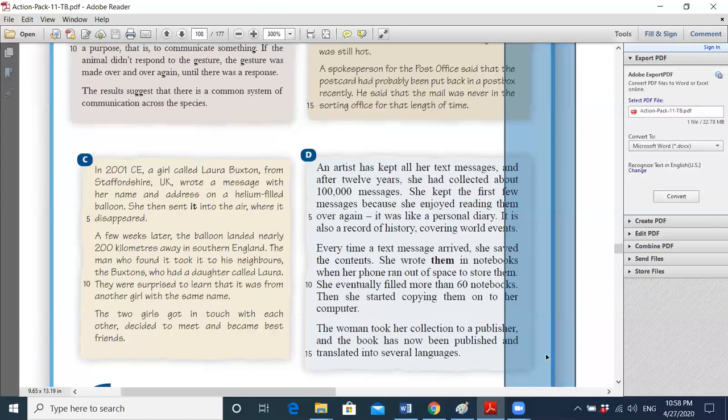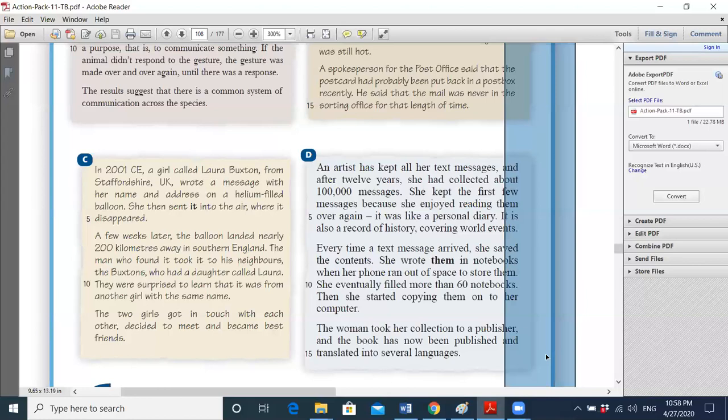A publisher is a person who publishes books. And she was able to publish her messages in the form of a book. And the book has been very popular because it says here that it's been translated into several languages. That means it is very popular with people. Lots of people want to read what she wrote.